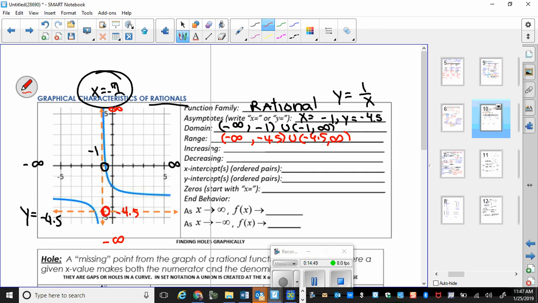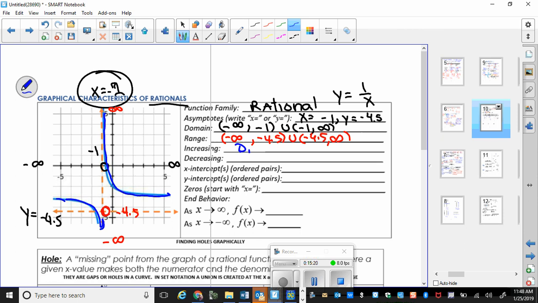Okay? Now, increasing, decreasing. So y values are always decreasing as we move to the right. Y values are always decreasing as we move to the right. And if I keep going to the right, even if I skip over that x value of -1, we're still decreasing. This is exactly your domain, so it's never increasing.